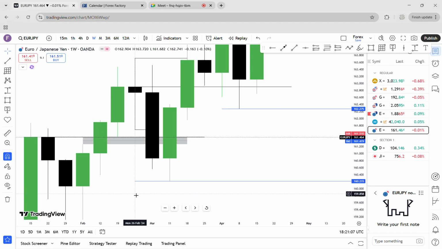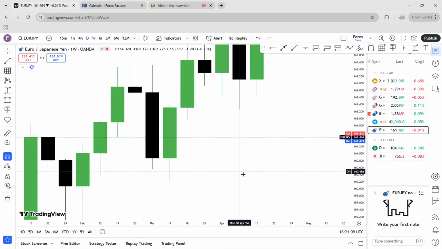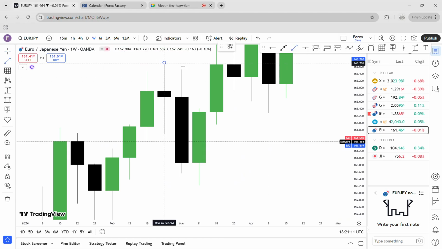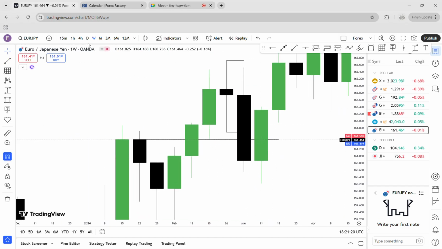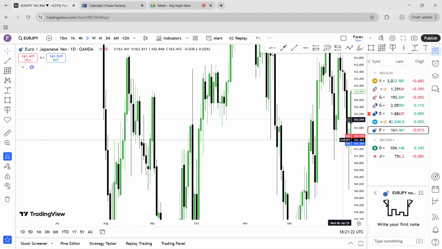If I delete all of this, let me just remove everything, remove drawing. Let's talk about this area. This is how you get your entry. I hope this area will stay. Now we took that low into this other block right here. If I go to the daily, what is that area? I hope it will show.